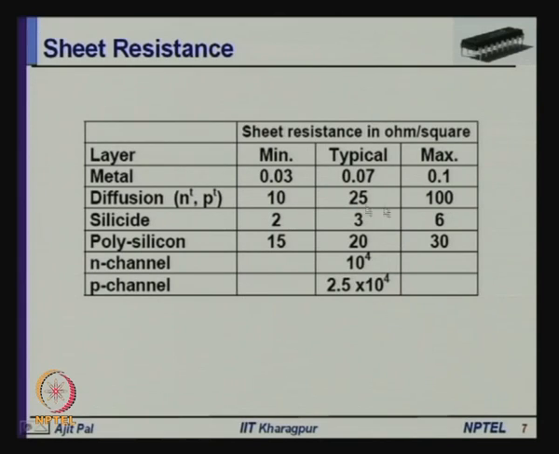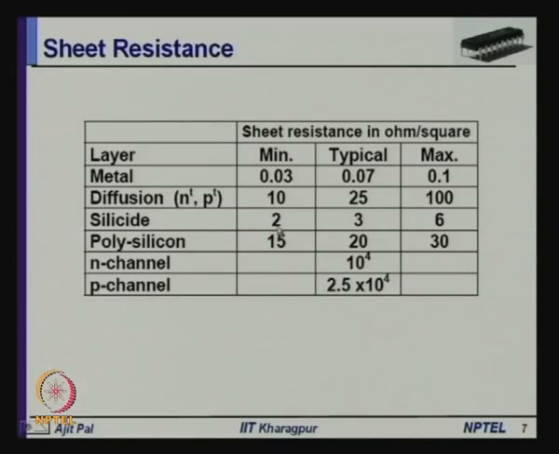Again, the thickness of diffusion, the depth of penetration of the diffusion layer, will vary from fabrication technology to fabrication technology, and that will lead to different sheet resistance for the diffusion layer. Similarly, silicide is also used in the fabrication, and you can see it has some resistance, not very high, 3 ohms typically. But polysilicon, as you can see, is used for interconnection over short distances.